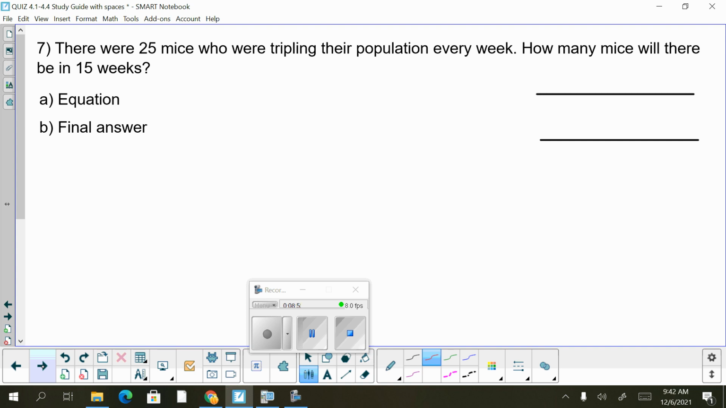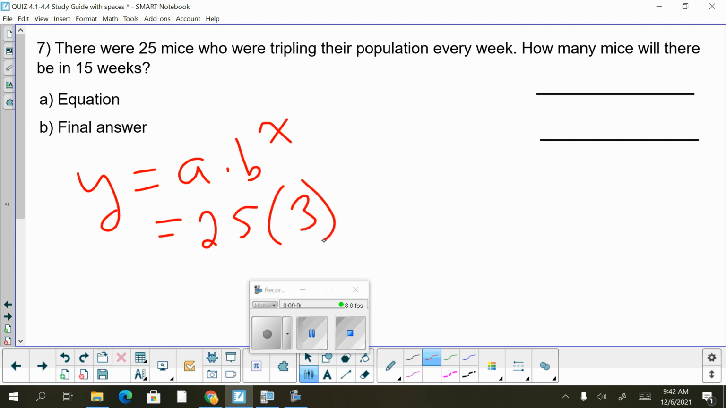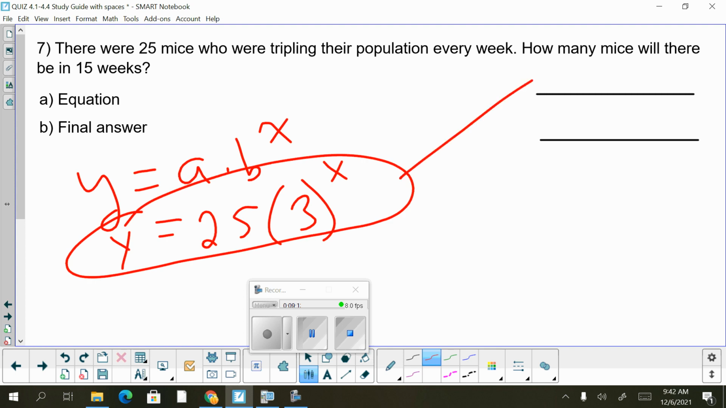Okay, this is interesting. It's not money, it's objects, but we are going to use the exponential growth model, which is this formula. We are starting with 25 mice and tripling each week. So there is your setup. How many mice will there be in 15 weeks? By the way, this is the equation I would put on answer blank A.